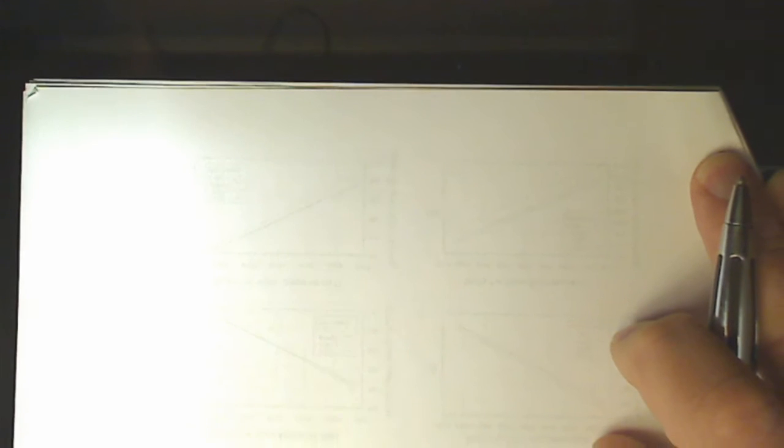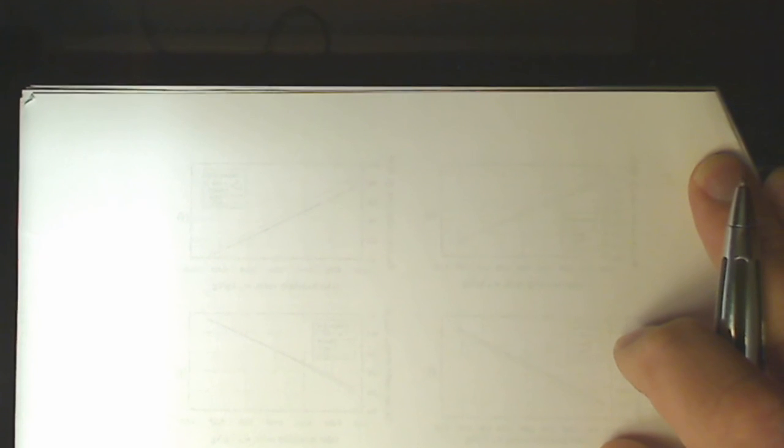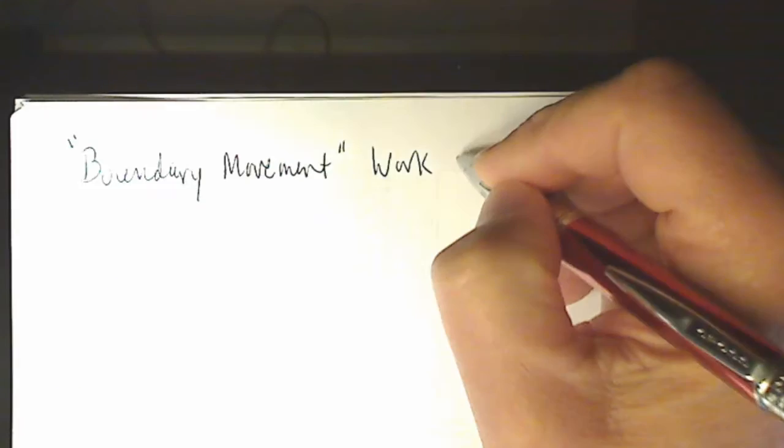Okay, I want to talk to you a little bit about boundary movement work in a simple compressible system. In particular, we want to look at some specific possibilities for work. So, boundary movement work, which we might also call P-dV work.